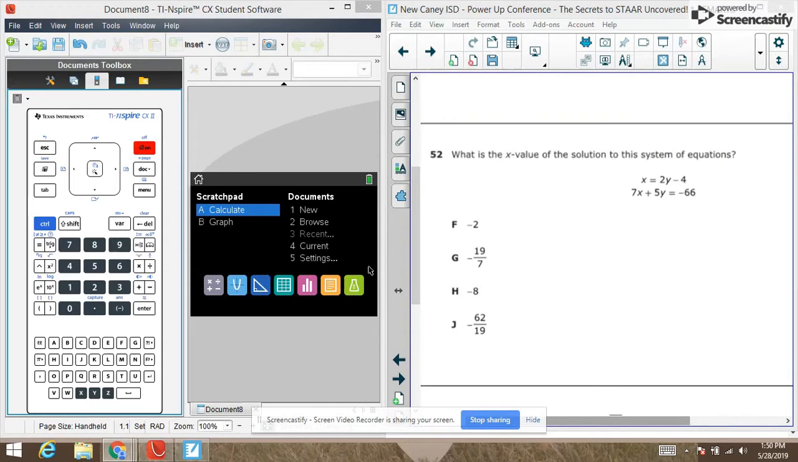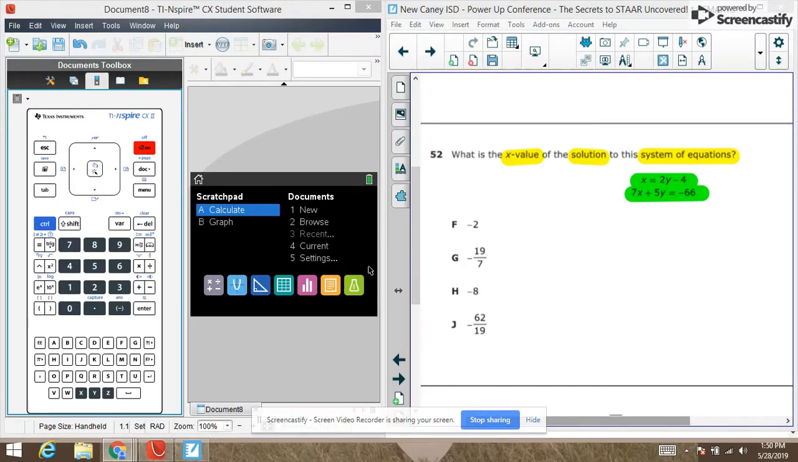Let's highlight the key information given in the problem. We're looking for the x value to the solution for the system of equations. And in this system, again, we have two equations. X equals 2y minus 4 and 7x plus 5y equals negative 66.